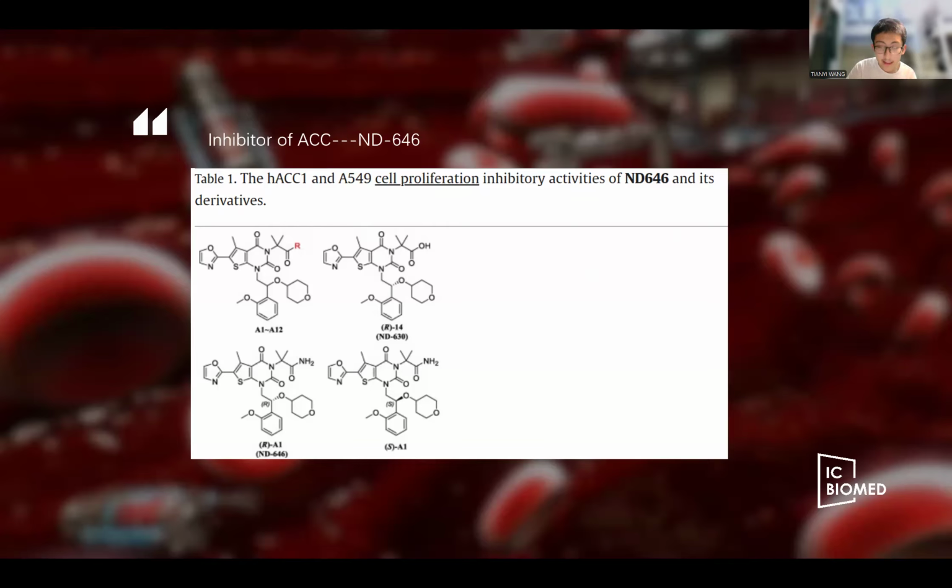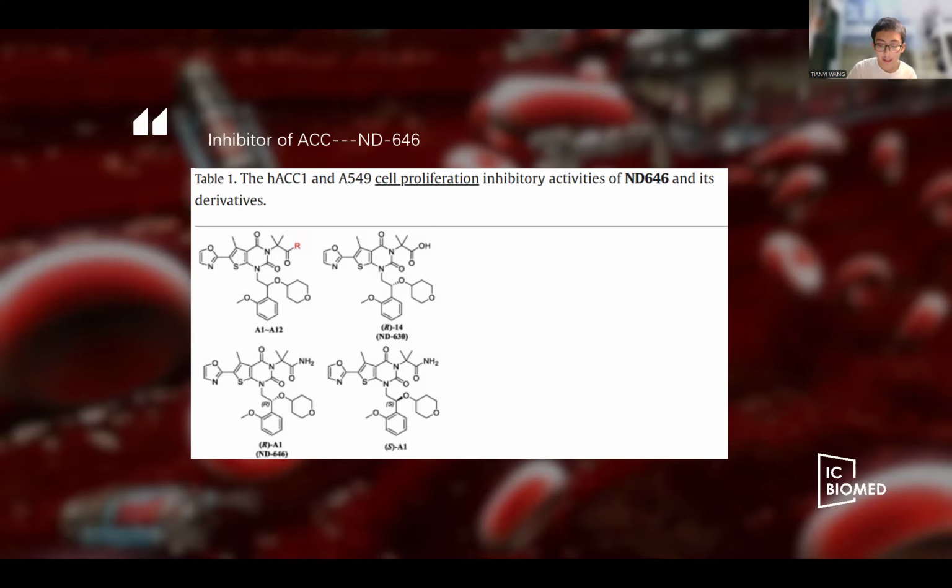It has been validated, and the picture we got here is ND646 and its derivatives. According to some researchers, it has been validated in numerous cancer cells, confirming its inhibitory effect on ACC and achieving anti-tumor goals. The compound has a certain targeting ability, which can reduce the harm of common chemical drugs.